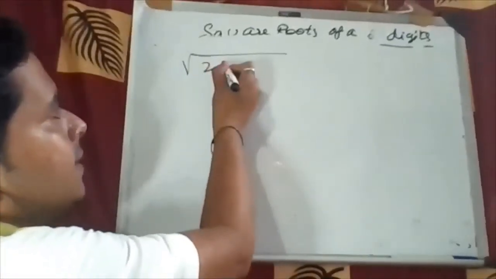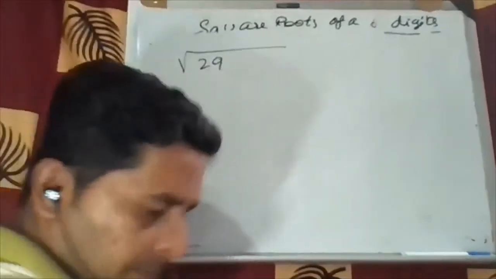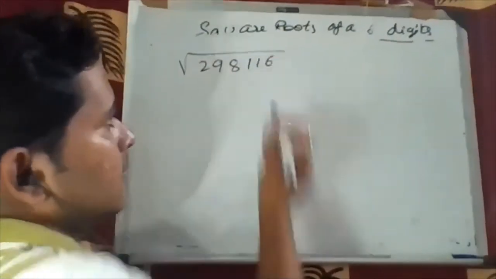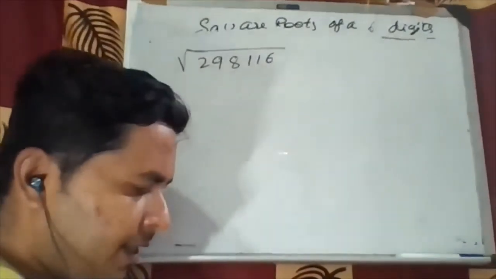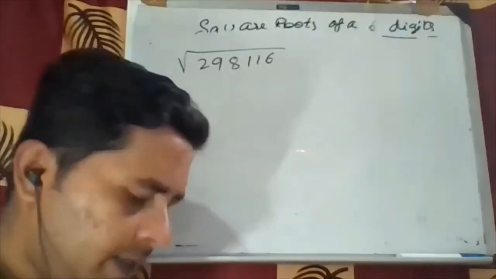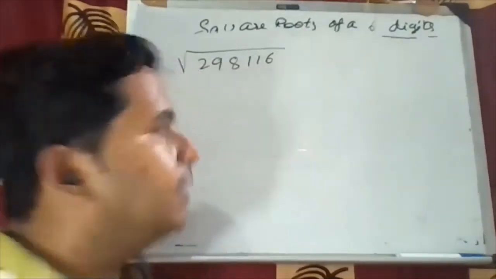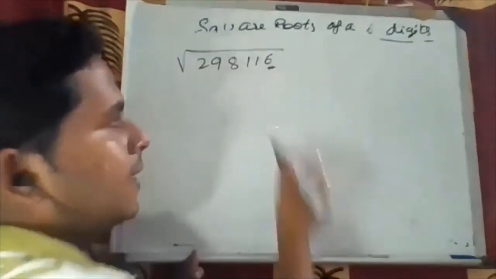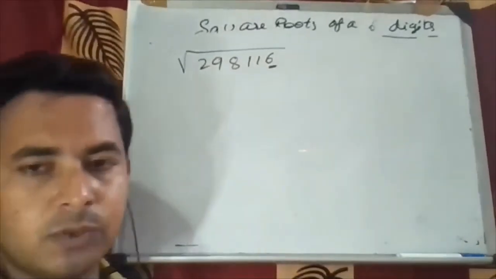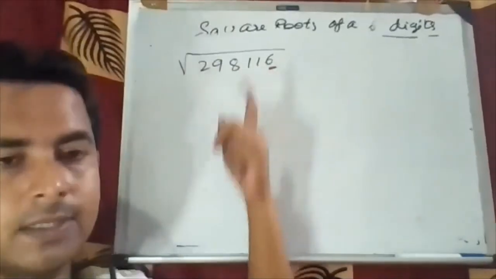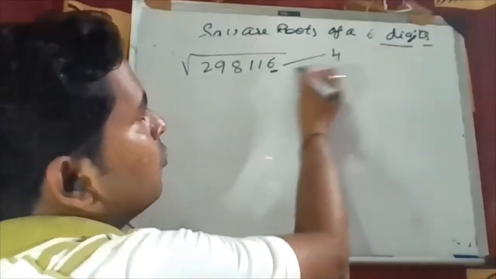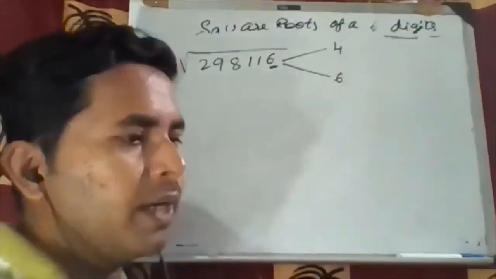I'll take a 6-digit number, 2929816. Okay, how many digits are there? 6 digits are there. So here again check the last digit, that is 6. Keep in mind we are doing a 6-digit square root. Last digit is 6 means the last digit of your square root value should be either a 4 or a 6.